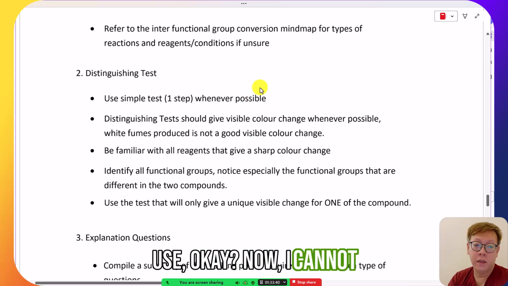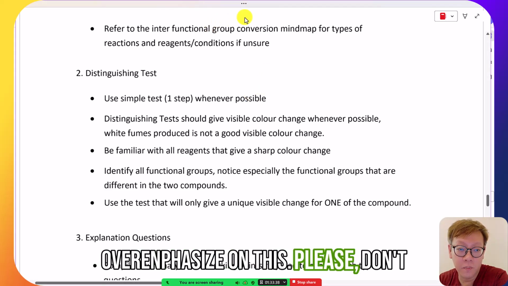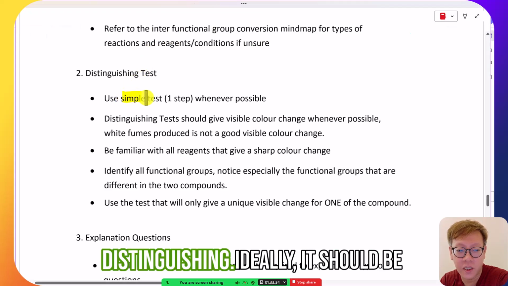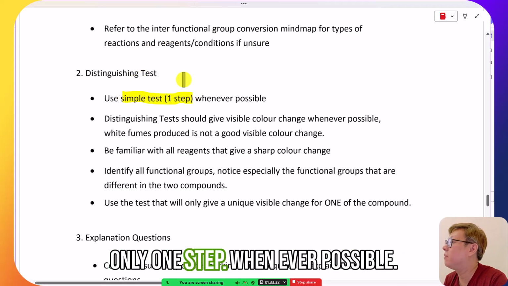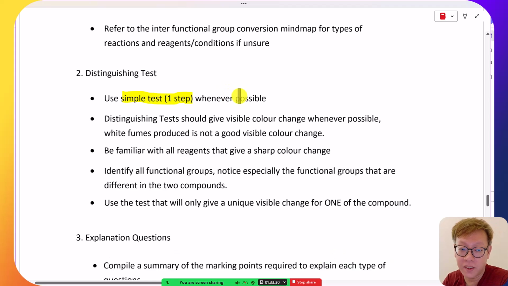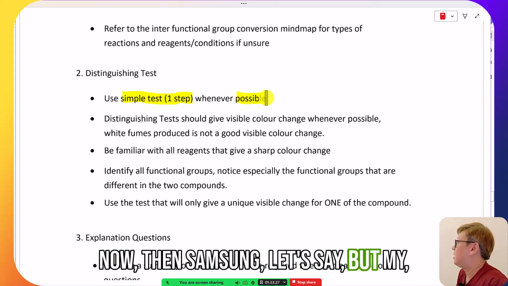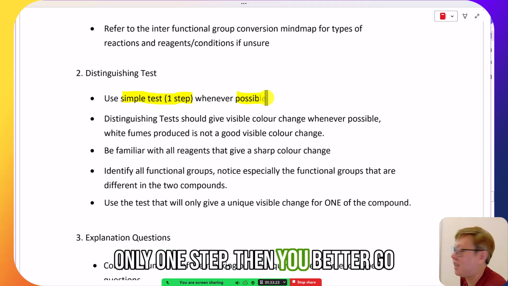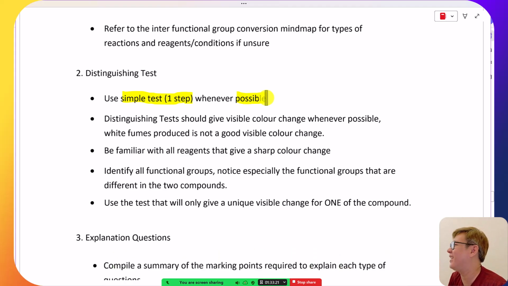Now, I cannot overemphasize on this. Please don't go and do a buffet style kind of distinguishing. Ideally, it should be only one step whenever possible. Now, then some student will say, but I cannot see a way that I can do with only one step. Then you better go and revise.